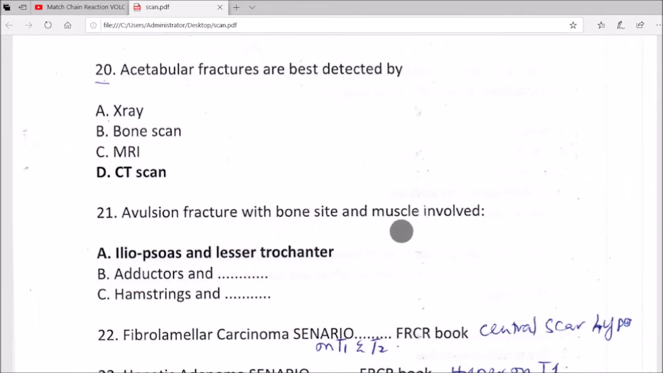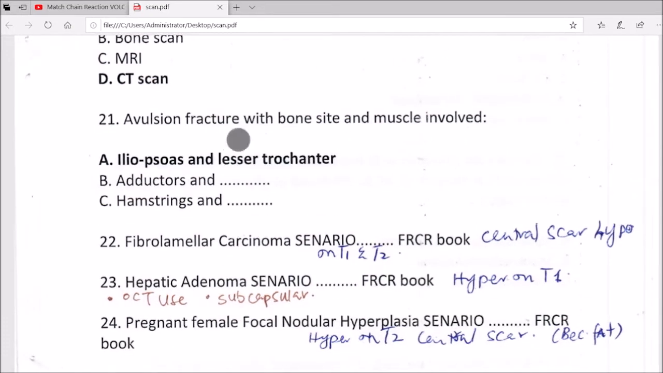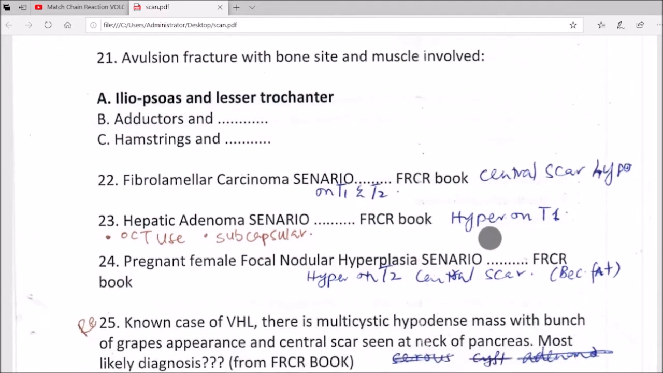21. Avulsion fracture with the bone site and muscle: ischial tuberosity and lesser trochanter. Avulsion fractures: ischial tuberosity and lesser trochanter.